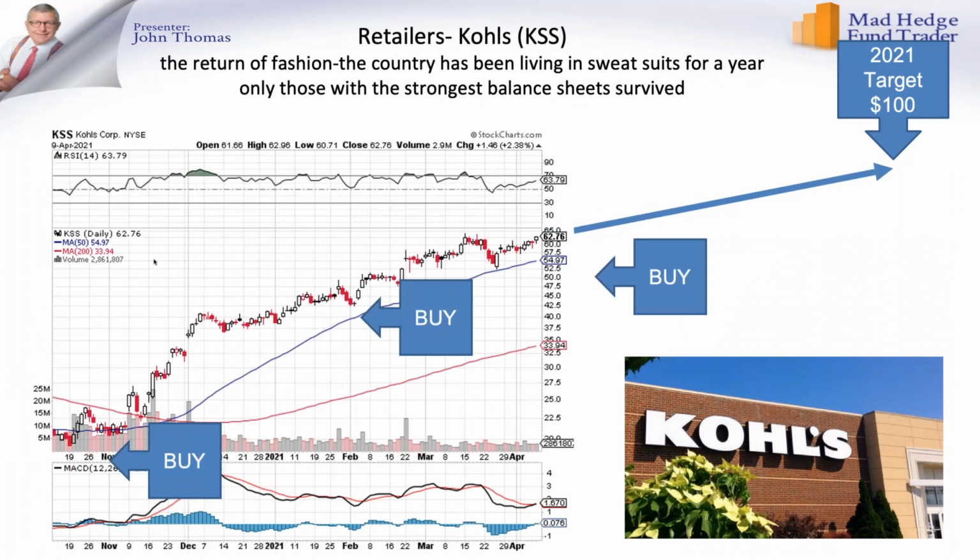Retailers, I bet you're sick of sitting around in your pajamas all day. You might even go out and buy some new clothes. So retailers are going to do really well in this situation. Kohl's has the strongest balance sheet. It's one of the ones that did quite well last year, and we're looking to buy this one on dips. We're targeting $100 a share for Kohl's.